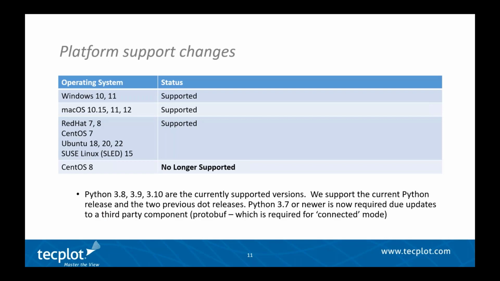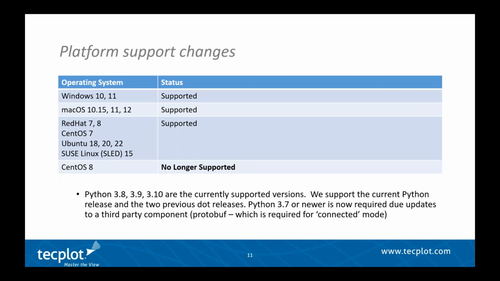Okay, platform support changes. Really, this is just a duplication of what we have on our website. So we're supporting Windows 10 and 11, Mac 10.15 and newer, Red Hat 7 and 8, CentOS 7. You notice that CentOS 8 has been dropped because that platform is no longer supported by CentOS. So at Tecplot, our platform support policy is we don't support platforms that are not supported by their manufacturers. So that's the major reason why we dropped that one.